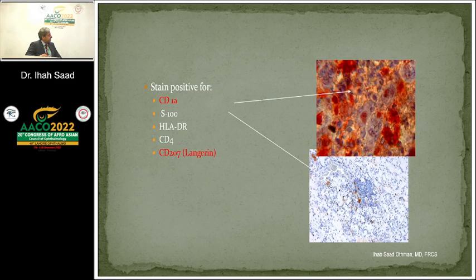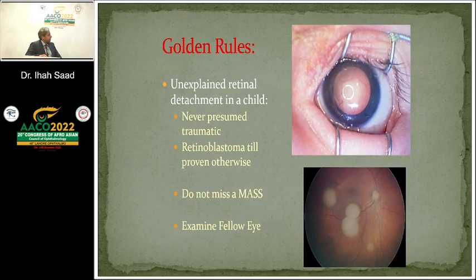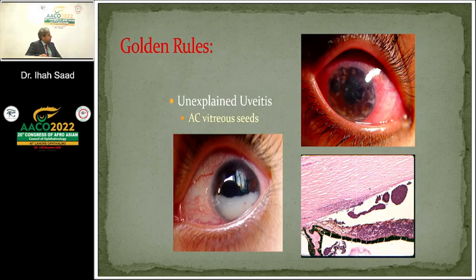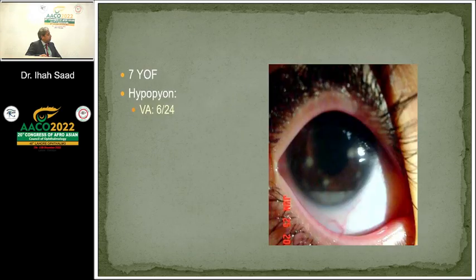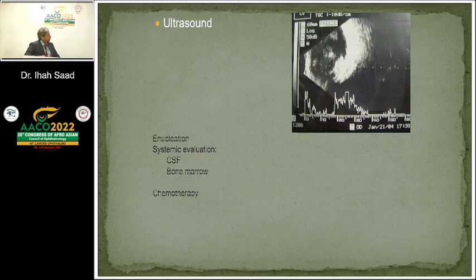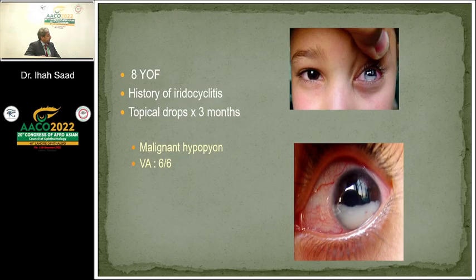Stains for CD1A and CD207 were positive in this case with orbital involvement. You remember that retinoblastoma can present as anterior chamber seeding, but it has an origin in the retina, with a mass in the retina that we can identify by indirect ophthalmoscopy, ultrasonography, or RetCam photography. And in those cases, enucleation is the solution.